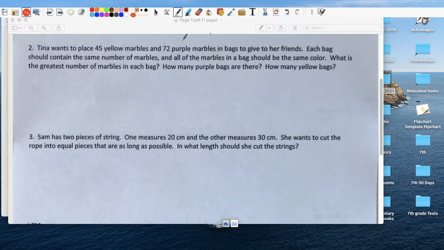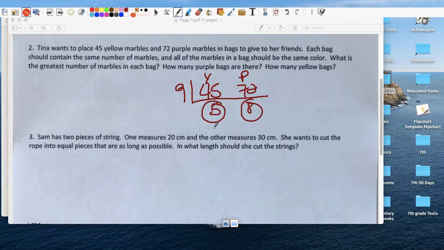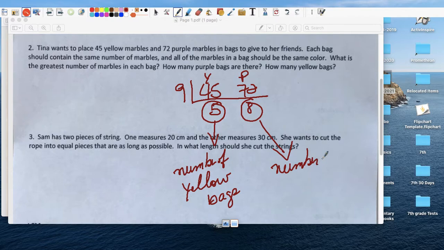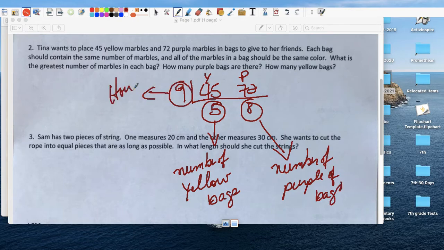So when we do the LCM, so 45 yellow, 72 purple. Okay, this LCM, the GCF is the same, sorry. Here is the number of yellow bags. Here we have the number of purple bags. And then this is how many in the bag. How many? ¿Cuántos? How many in the bag?